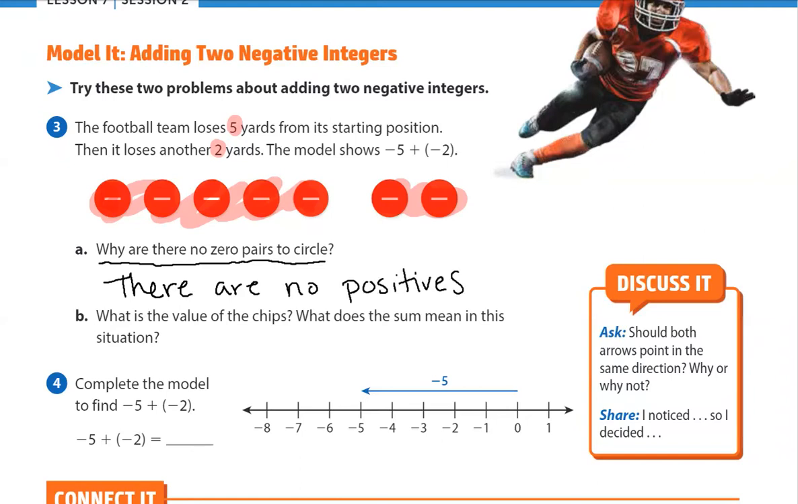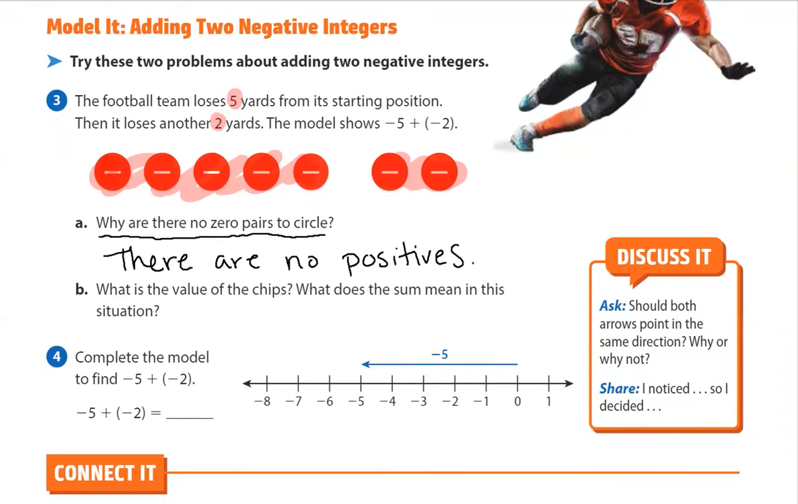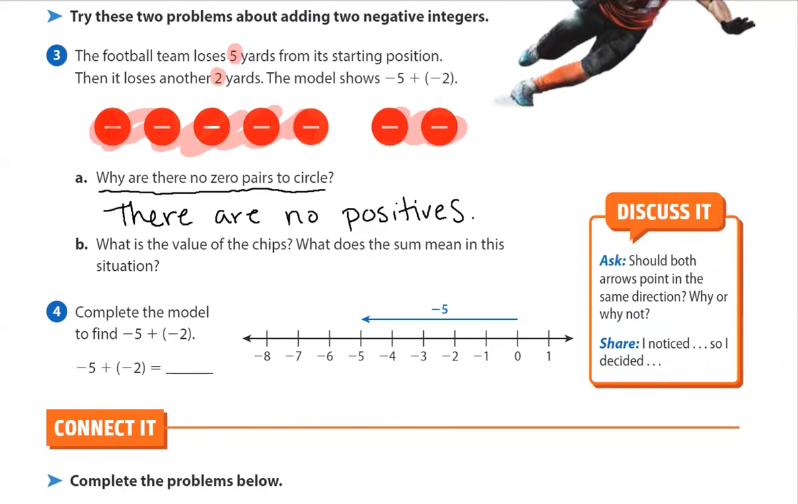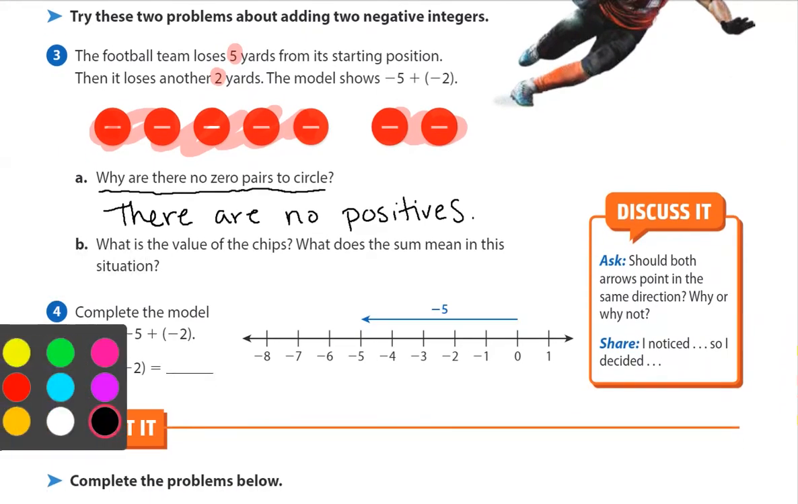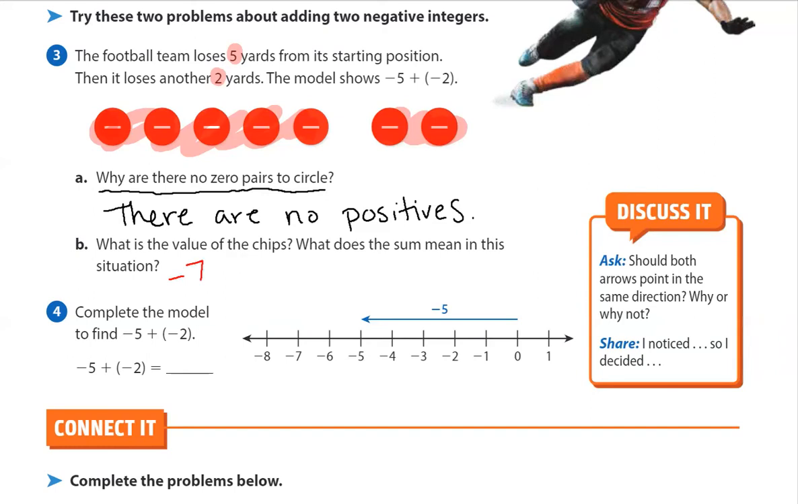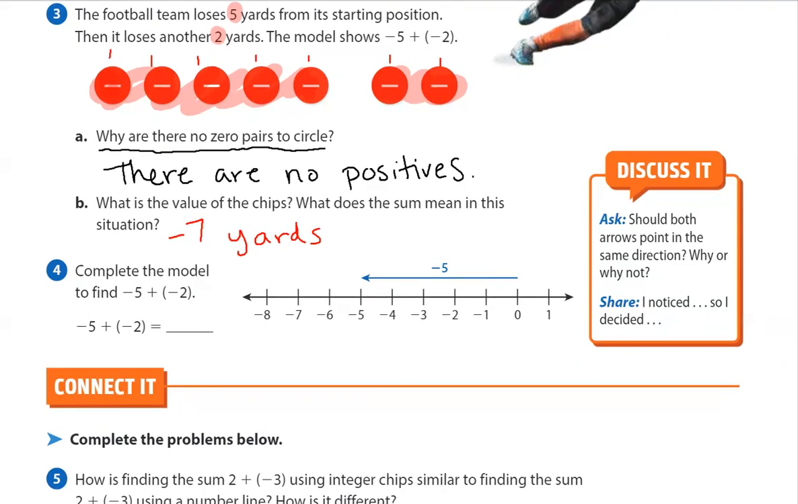That's right, there's no positives. There's no +1 and -1 to make 0. They're all negatives. So what is the value of the chips? The value is -7. I have 7 negatives. 1, 2, 3, 4, 5, 6, 7 negatives. And what does the sum mean? -7 yards. They're back 7 yards now.